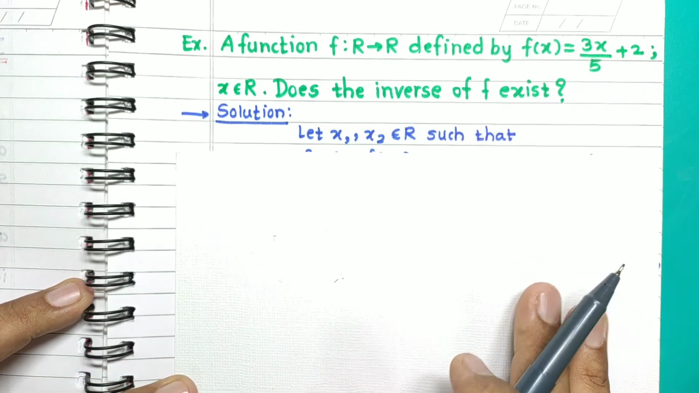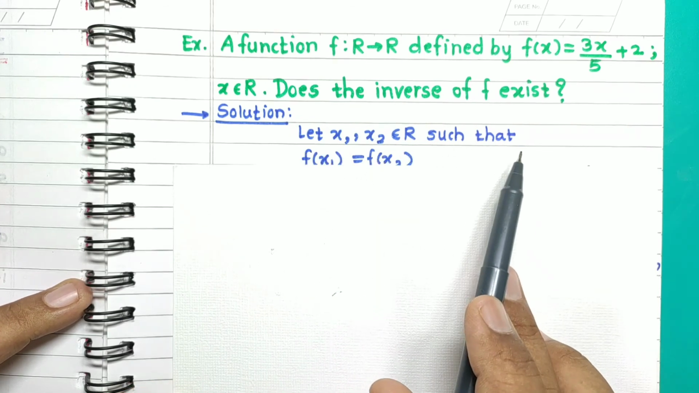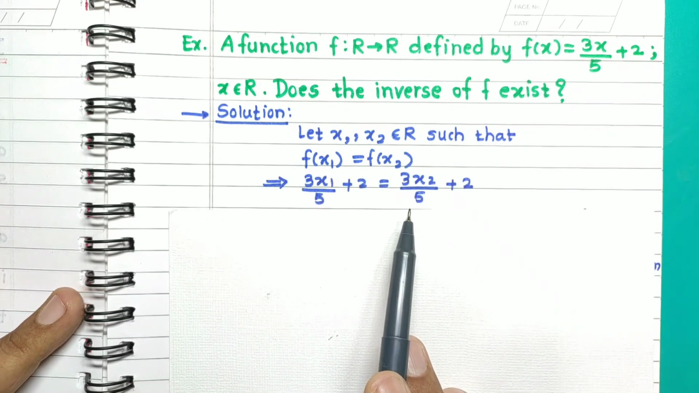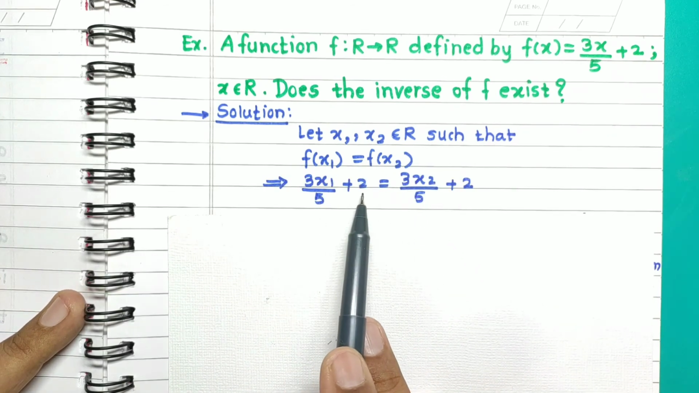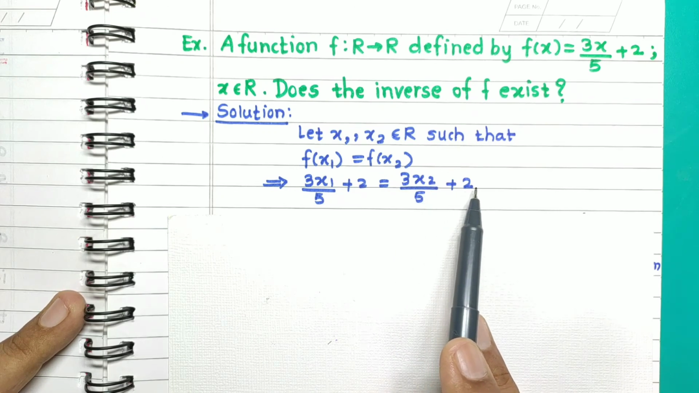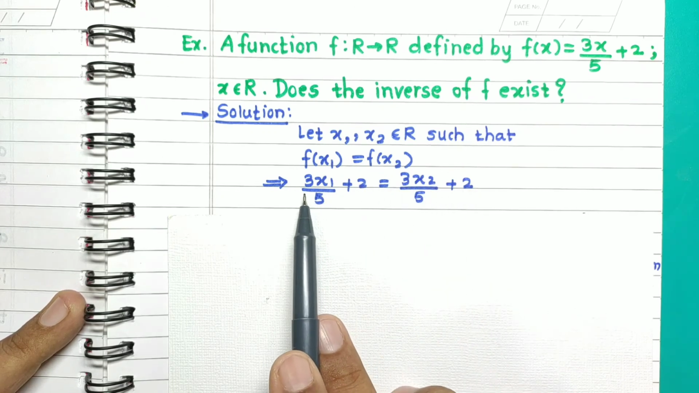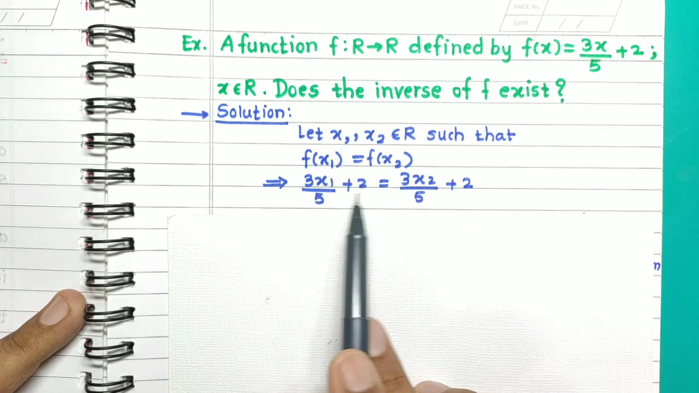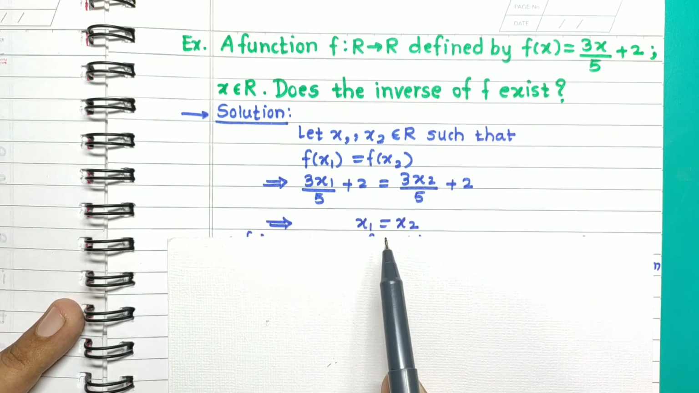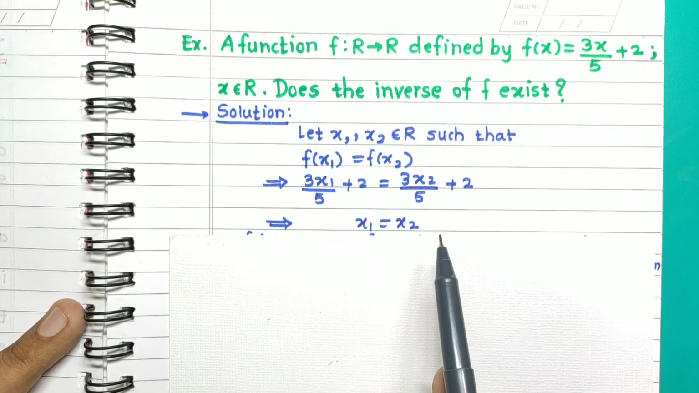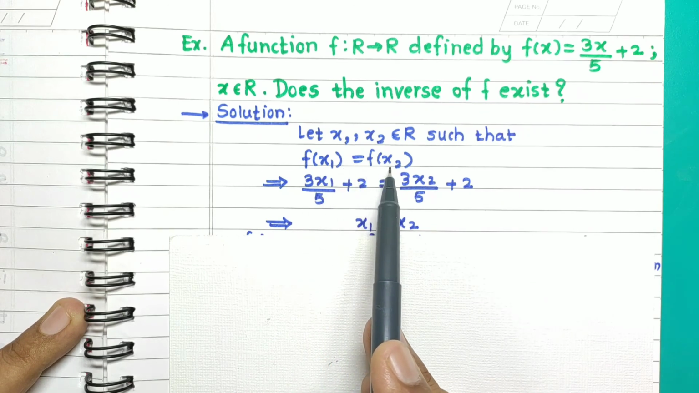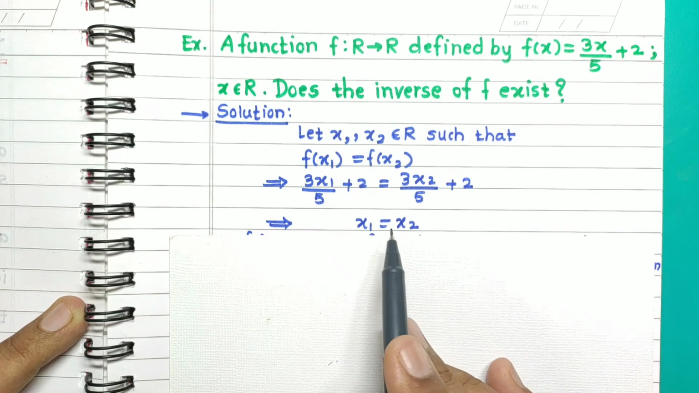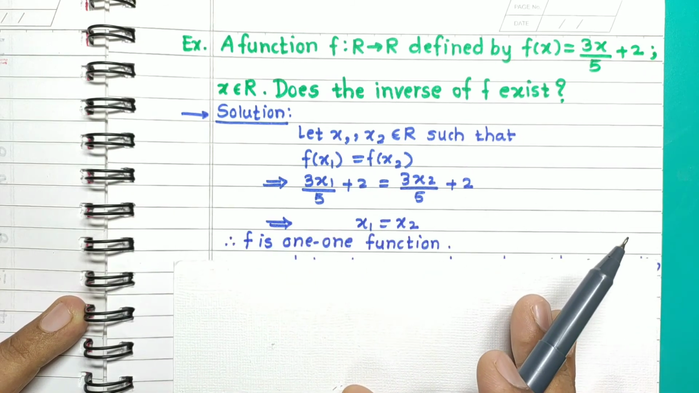For this, let x1, x2 belonging to R such that f of x1 is equal to f of x2. This will imply 3x1 by 5 plus 2 is equal to 3x2 by 5 plus 2. This 2 gets cancelled on both sides, and then 3x1 by 5 is equal to 3x2 by 5. Again 3 by 5 gets cancelled, and we have x1 is equal to x2. That means f of x1 is equal to f of x2 implies x1 is equal to x2. So the function is a 1 1 function.